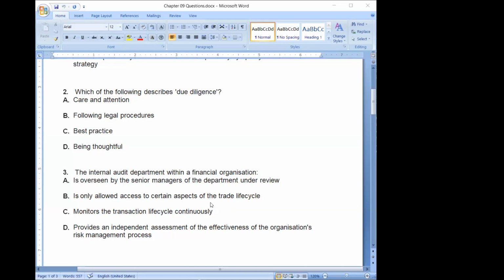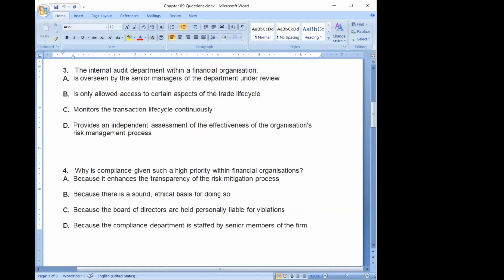Due diligence, we generally say, before a business acquisition takes place, we do a due diligence. That's a technical term we use. What does it mean? Diligence is attention. So the correct answer is care and attention, the required care and attention. Due diligence. A. Question number 3.